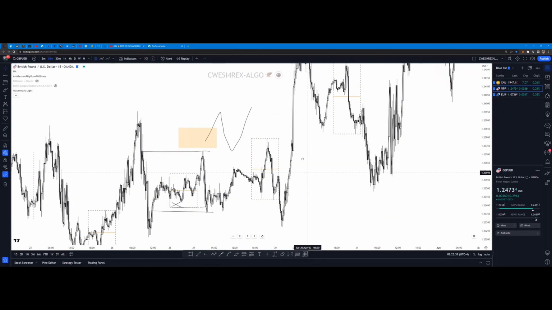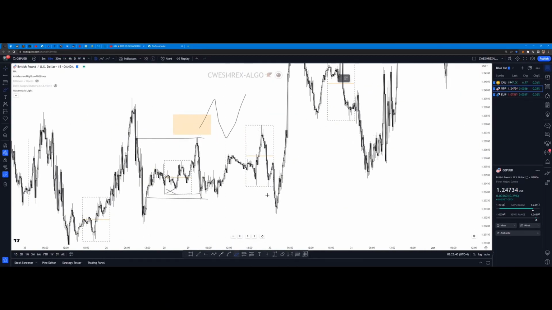Good. On this day again, the market structure is still bullish. All right, so ask yourself, has Asia created any strong low? No, you can see we don't have any strong low over here. So we anticipate a manipulation of the Asia low.